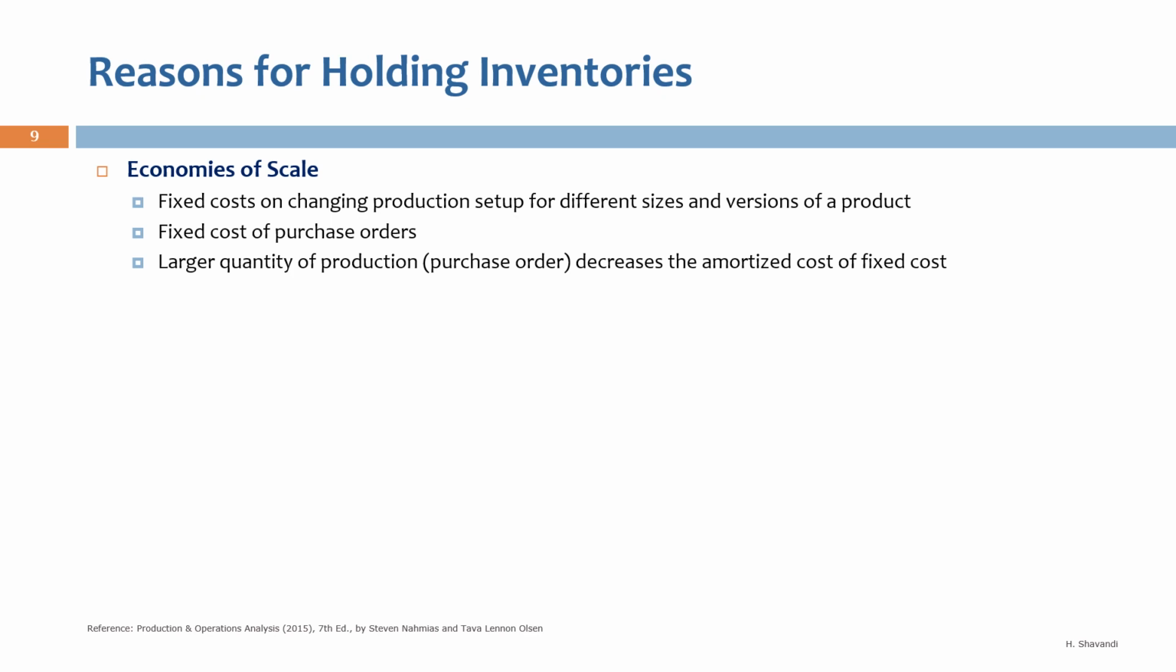So in that case, when we order a large quantity of the goods, we are amortizing the fixed cost over that quantity, right? As you see here, we can optimize the order size, the quantity, in order to minimize the total cost, where one part of the total cost is the fixed cost of ordering.